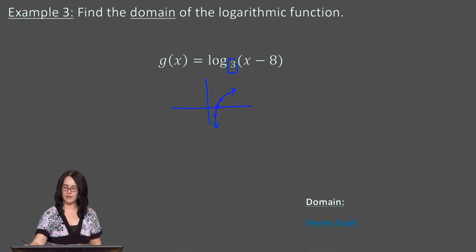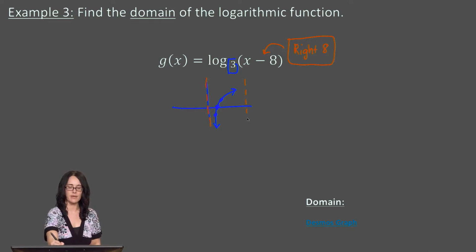But what's happened here, I hope you notice, is we've shifted this graph to the right 8 units, haven't we? If we recognize how to transform functions, instead of my asymptote at x equals 0, my asymptote is now going to be at x equals 8. And my graph will look something like this. So my domain should be 8 to infinity.